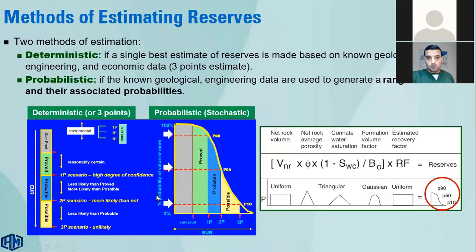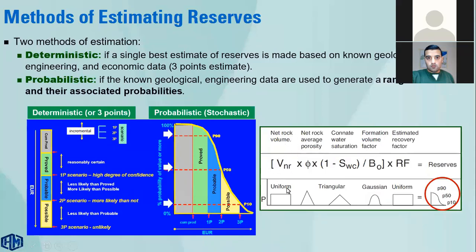While in stochastic reserve estimate, as you can see, we have this distribution function of probability of value, and on the x-axis, we have estimated ultimate recovery. At 100% probability level, we have Q production. So this value is already produced. So we have 100% probability and zero uncertainty. At 90% probability, we have 1P or proved reserve. At 50%, as you can see, we have 2P. And at 10%, we have 3P or P10.